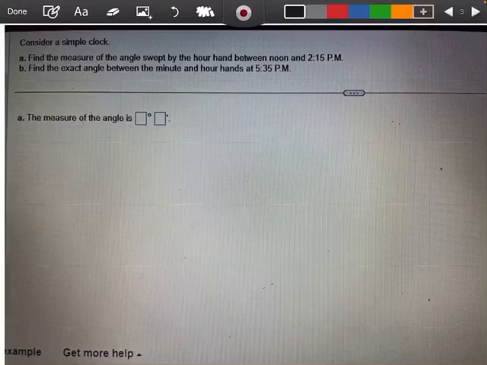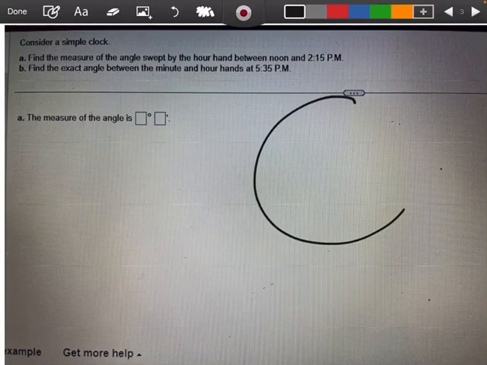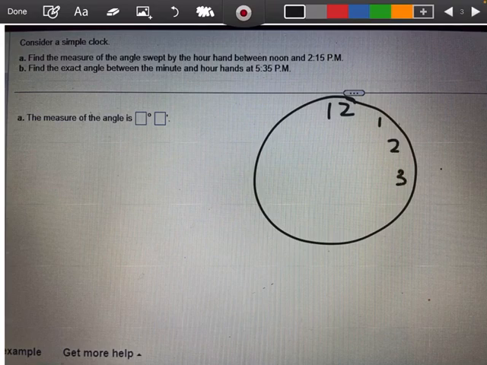All right, so y'all, this is a homework problem out of 11.1, and it says, consider a simple clock. Find the measure of the angle swept by the hour hand between noon and 2:15 p.m. Okay, so guys, forgive my drawing, but I'm going to try to draw a very rudimentary clock. So my clock's going to look something like this.